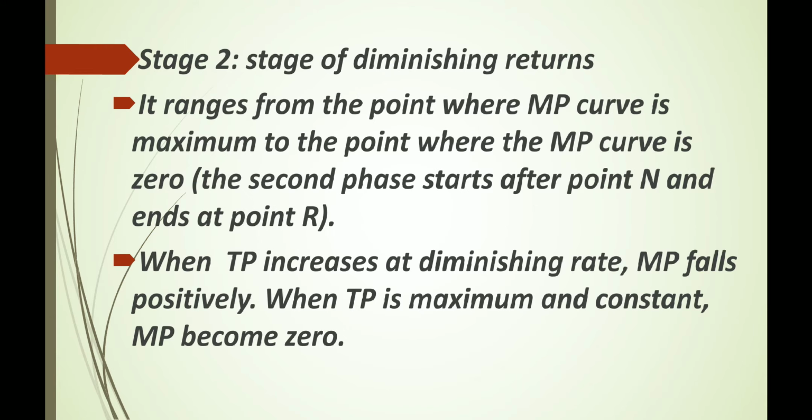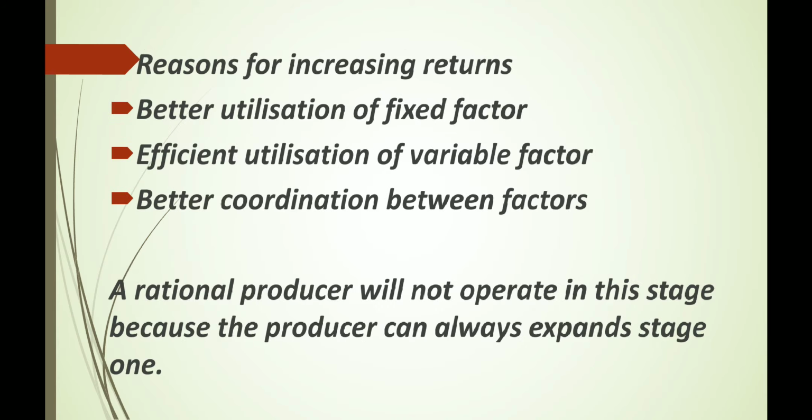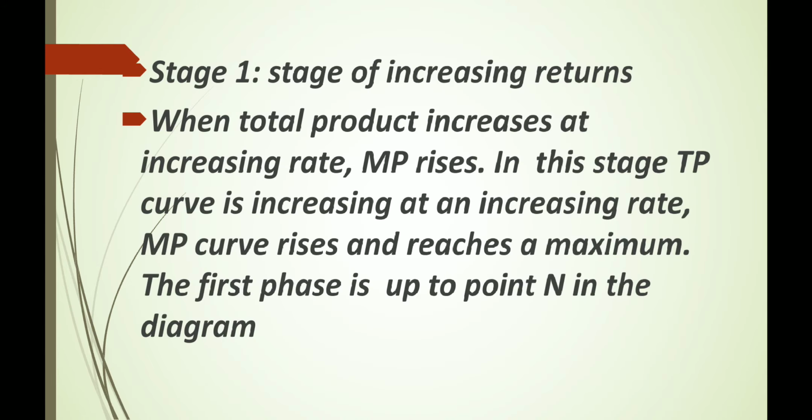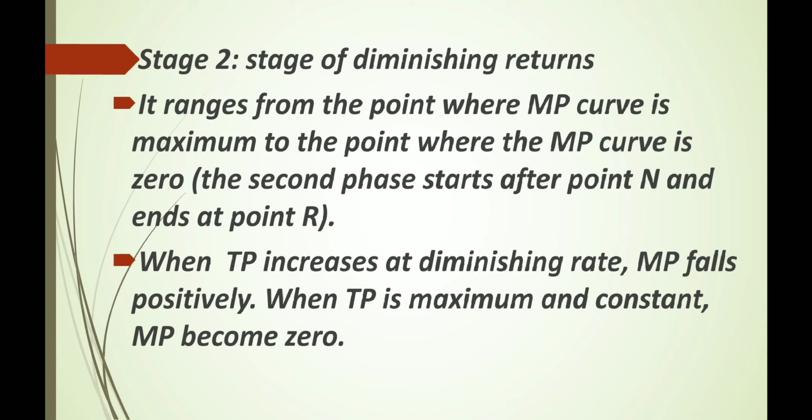The second stage, stage of diminishing returns. It ranges from the point where the marginal product curve is maximum to the point where the marginal product curve is 0. The second phase starts after point N and ends at point R in the diagram. When total product increases at a diminishing rate, marginal product falls but remains positive. When total product is maximum and constant, marginal product becomes 0.